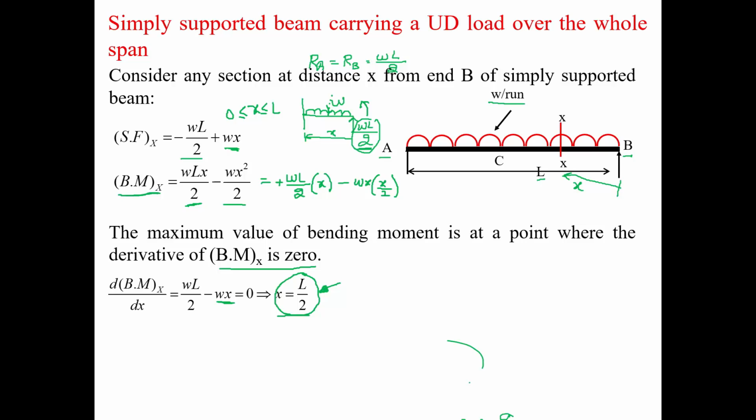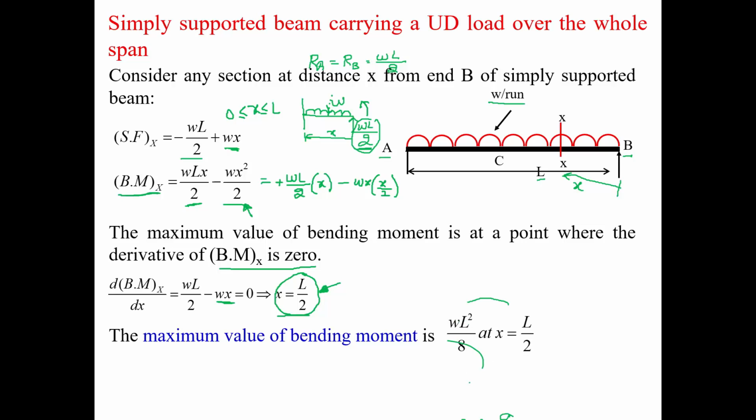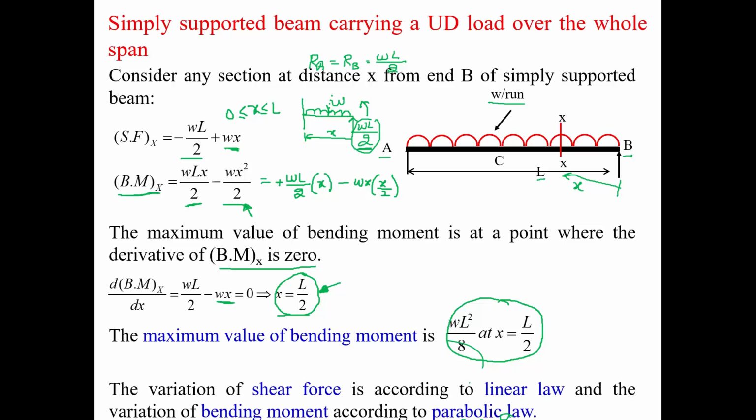And the magnitude of maximum bending moment will become, after you substitute X is equal to L by 2 in the bending moment equation, WL square by 8, and it will occur at mid-span, that is at x is equal to L by 2. So these are few points which you can note while plotting the shear force and bending moment diagram. So let us have a look how we are going to plot them.